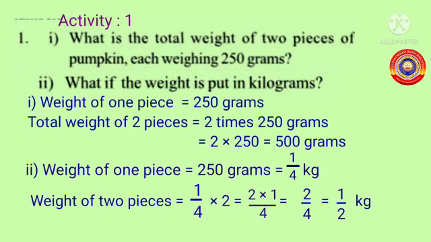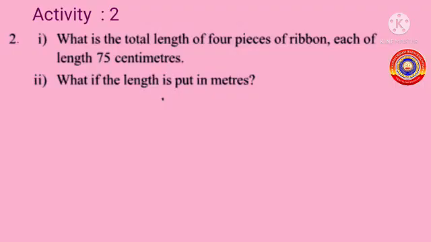Here we have to multiply the numerators and divide it with the denominator. That is 2 into 1 by 4. That is equal to 2 by 4. The equivalent fraction of 2 by 4 is equal to 1 by 2. Therefore, the weight of 2 pieces is equal to 1 by 2 kilogram. Is it clear for you?